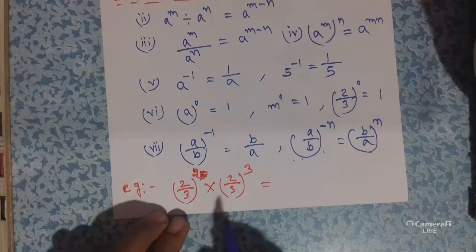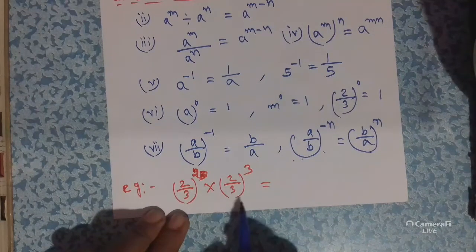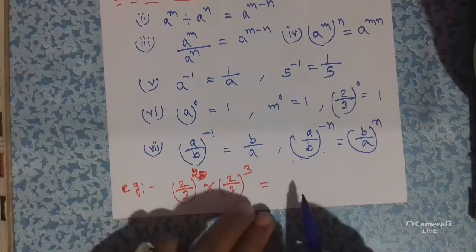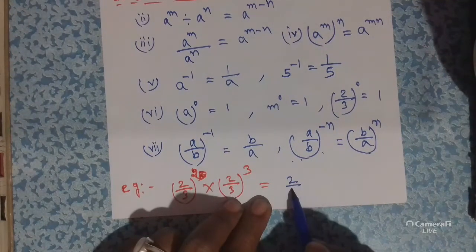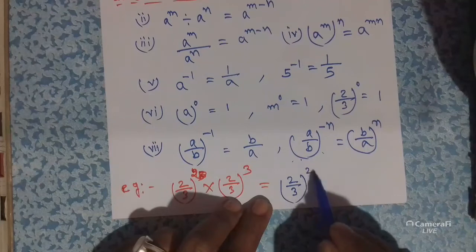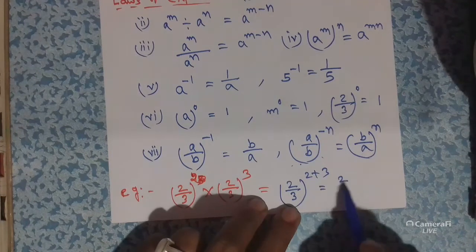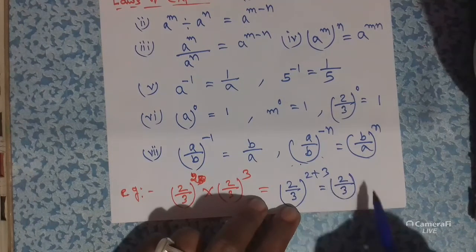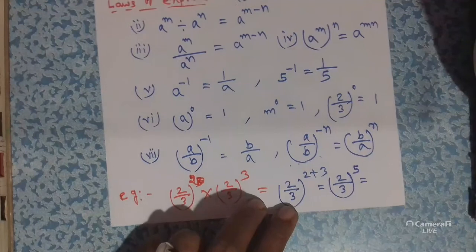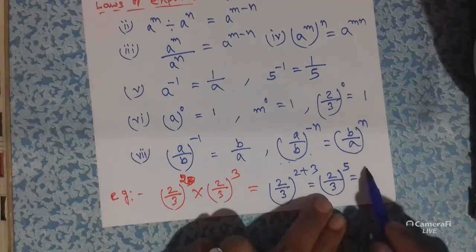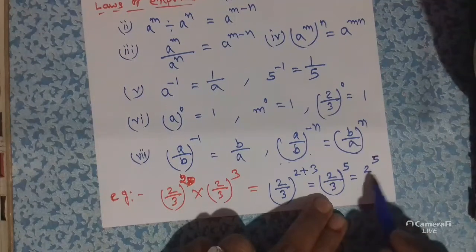Here you can see, students, the bases (2/3) are the same and the powers are different. So when we multiply these two numbers, we write (2/3) to the power 2 plus 3, because powers should be added. So that means (2/3) to the power 5, because 2 plus 3 is 5. Now it will be 2 to the power 5 over 3 to the power 5.